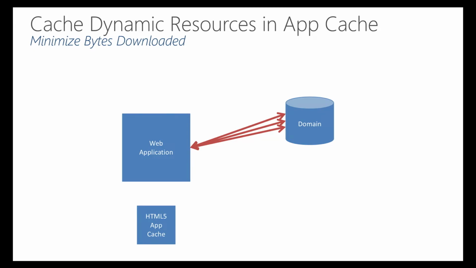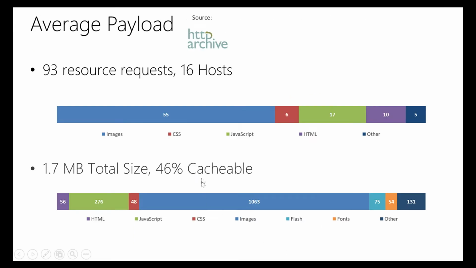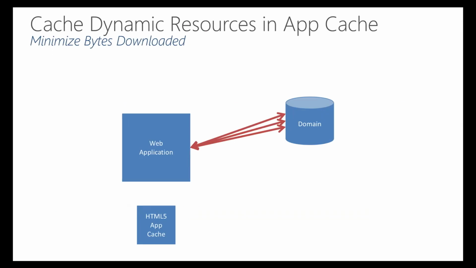So the first thing we want to do is, like I said, 46% of them are cacheable. That means 54%, more than half of the sites, are not doing caching at all, right? So why is that? Is that something we could make better? One technique you may or may not have heard of, or maybe you already use, is called app cache, right?